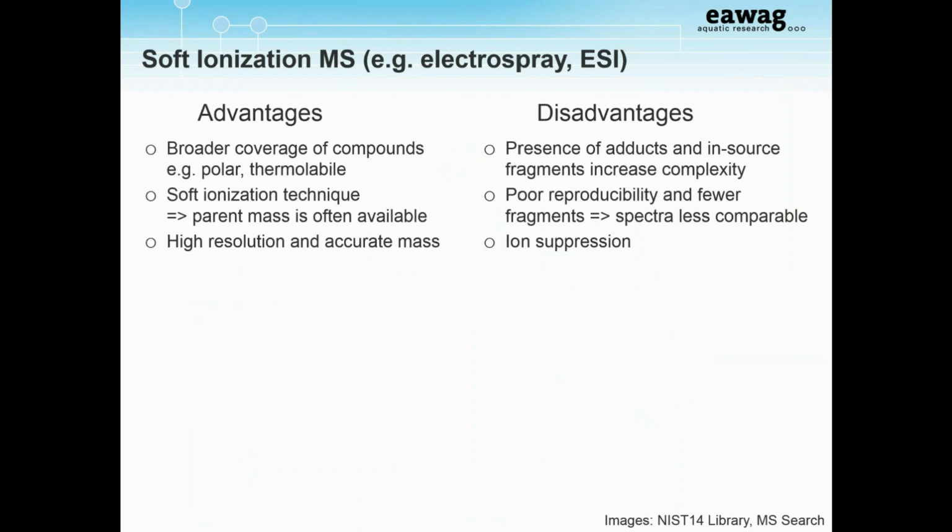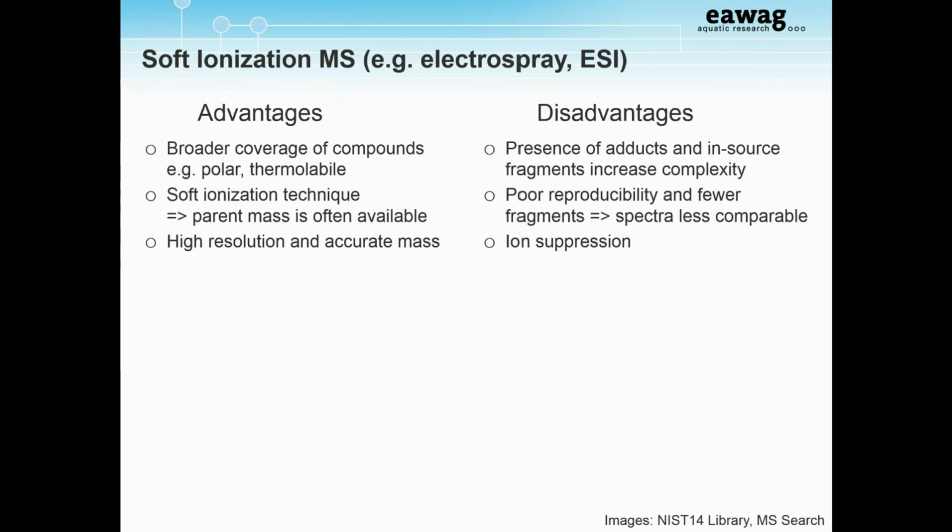Moving on to what I've given the general title as soft ionization mass spectrometry, because there are actually many different ways to ionize with higher resolution mass spec. I'll just take the example of electrospray, which is one of the most common, otherwise known as ESI. The advantages of soft ionization MS is this allows you a much broader coverage of the compounds. So this will give you a coverage of polar and thermolabile substances beyond GC-MS techniques.